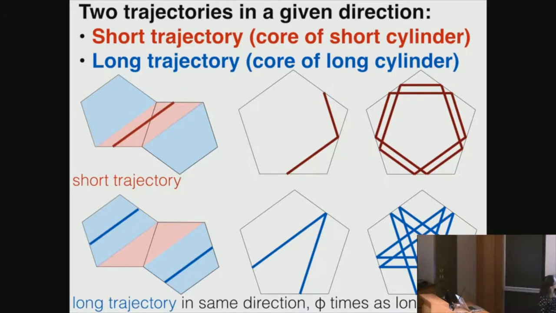But as soon as you slide it all the way down and then you hit this vertex, it pops across, and then it's different. It's like this red one. So it turns out that in every periodic direction, there are two fundamentally different trajectories, a short one and a long one. And the long one, as you may guess, is golden ratio times as long as the short one.